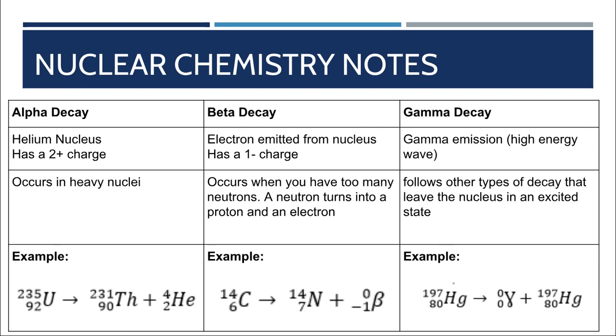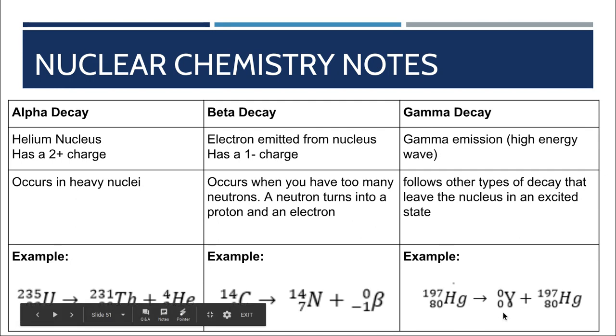But they aren't as common as alpha and beta decay, which are pretty harmless to us as humans. But gamma emissions are pretty rough. So if you look at your example at the bottom, what you're going to notice is that whatever you have on the left side of your equation, you're also going to have on your right side. So mercury 197 is the same on both sides. The only thing you have to do is show that a gamma emission has occurred. And that's where we have this spot right here. So you have those 2 zeros and you have that gamma emission.